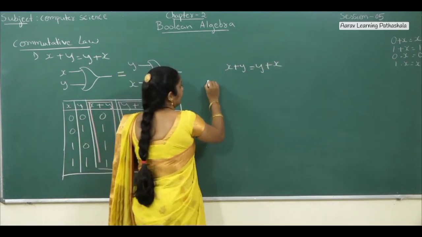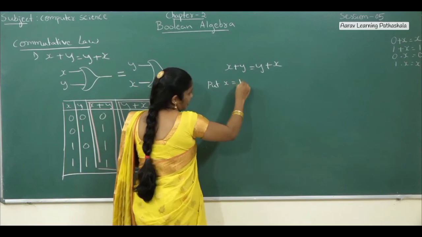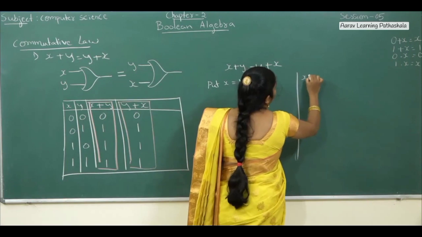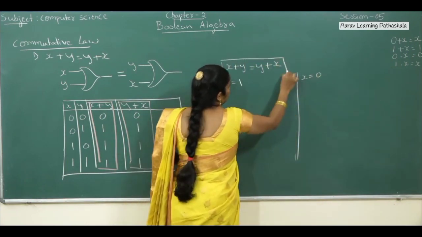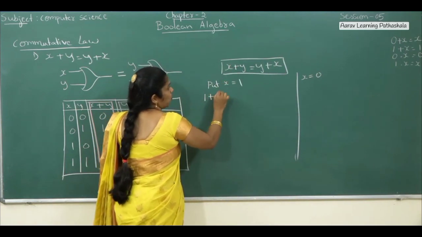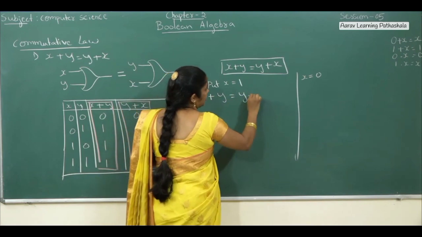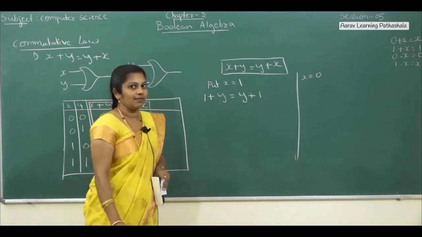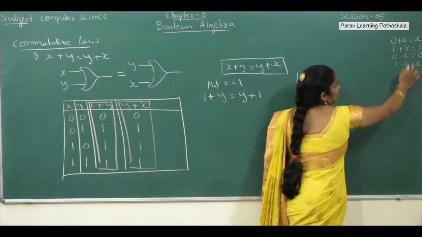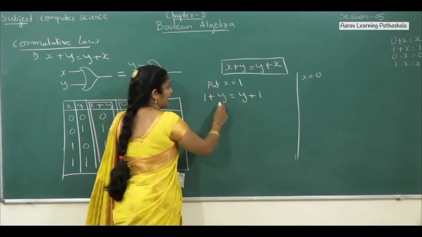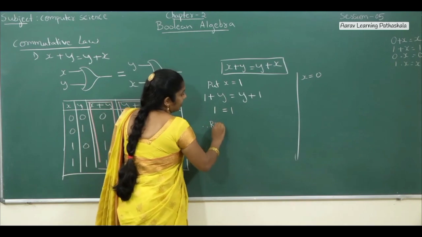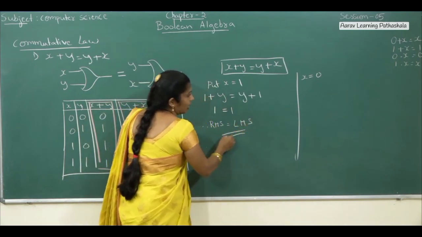Now, how to prove that? Put x equals 1 one time, and another time put x equals 0. On the place of x, write 1: 1 plus y equals y plus 1. In the previous session we explained the law of addition. In the law of addition, 1 plus x is nothing but 1 only. Here also 1 plus y is 1, and y plus 1 is also 1. Therefore, the right hand side value equals the left hand side value.